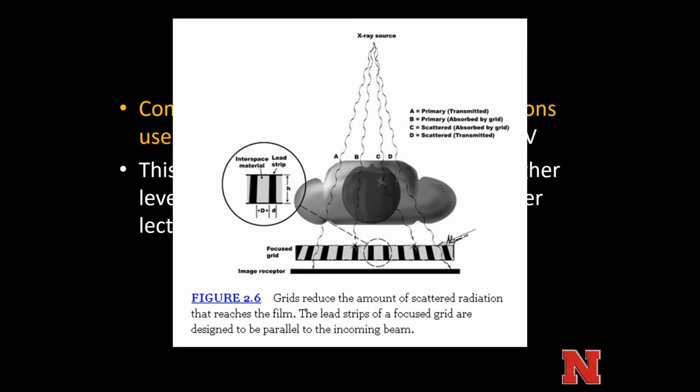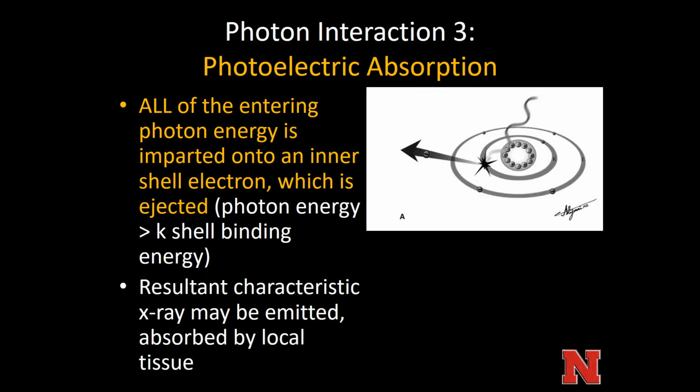Here's an example of a grid. If you don't know what I mean by a grid, it has these intervening septa that have material which allows the photons or X-rays through, and lead strips which obviously absorb preferentially the scattered X-rays to eliminate all of that Compton scatter, which is just degrading the images.